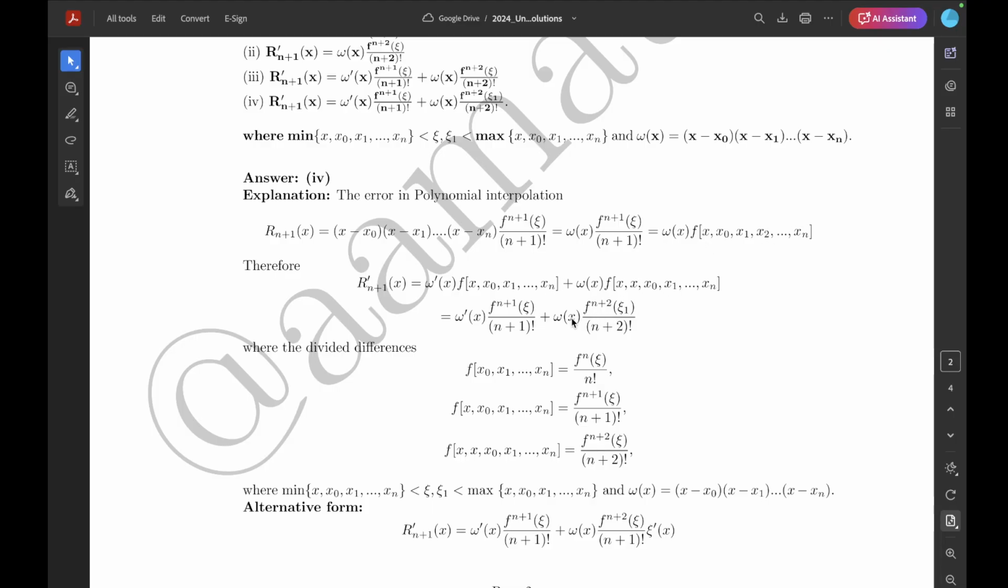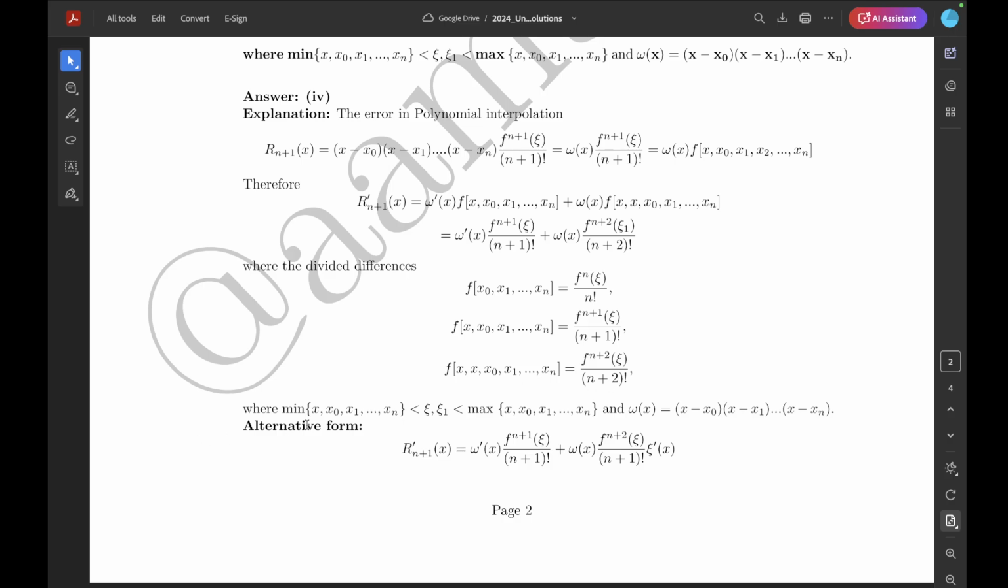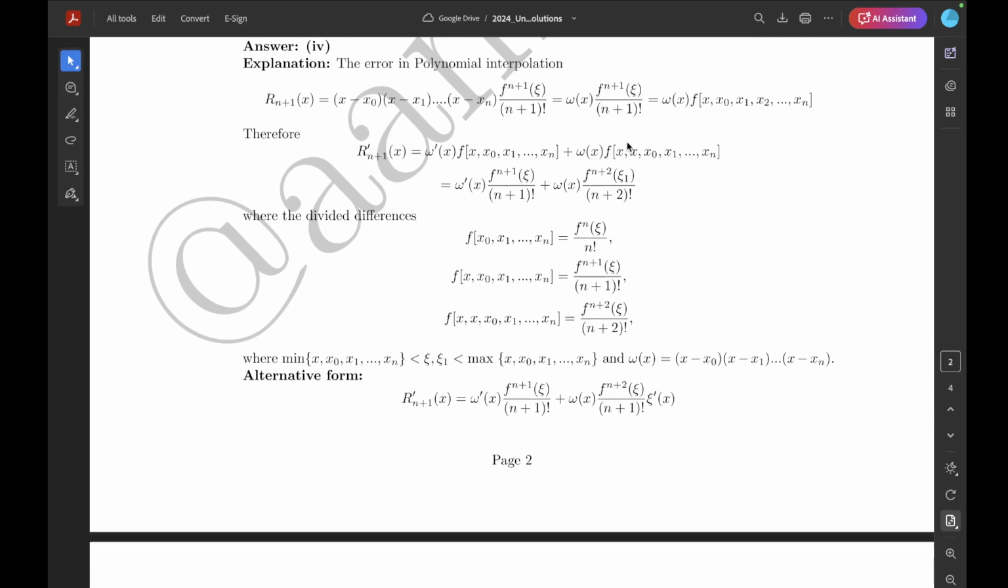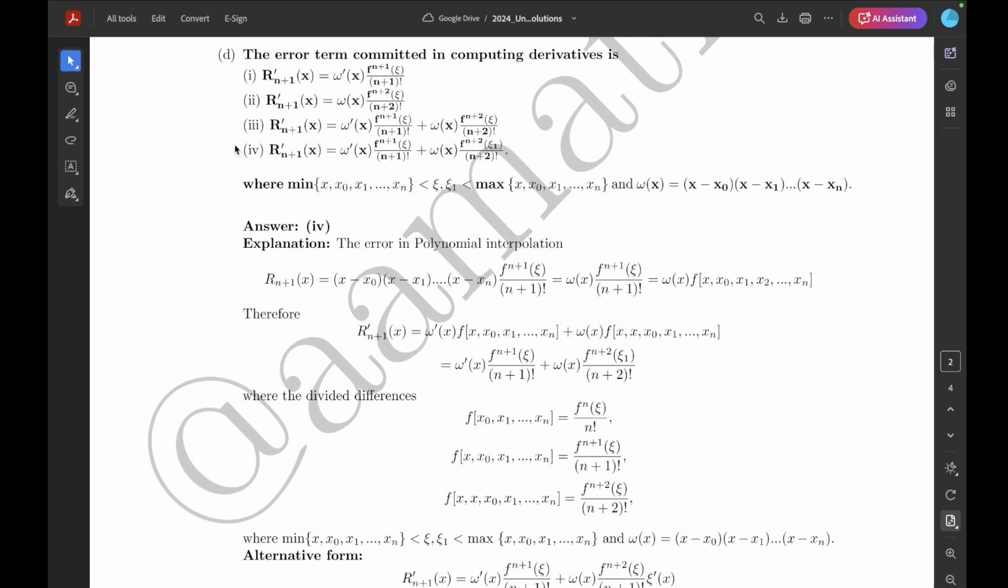So this is equal to omega x f^(n+2) derivative at the point xi1, whole divided by (n+2) factorial, where minimum of x, x0, x1, ..., xn is less than xi, xi1, less than the maximum of these, and omega is this. We can find an alternative form of this. Actually, the correct option is 4.